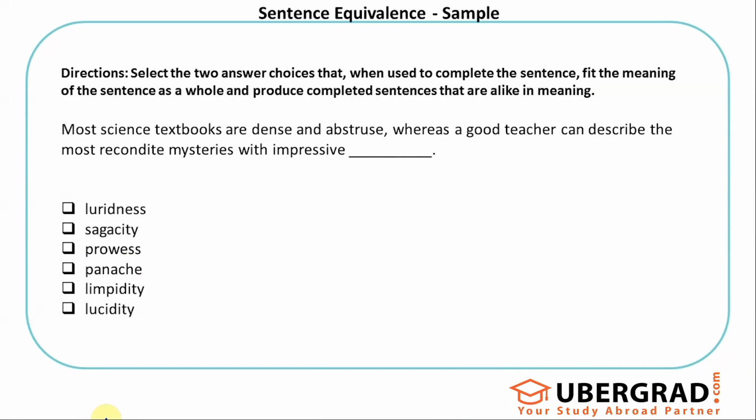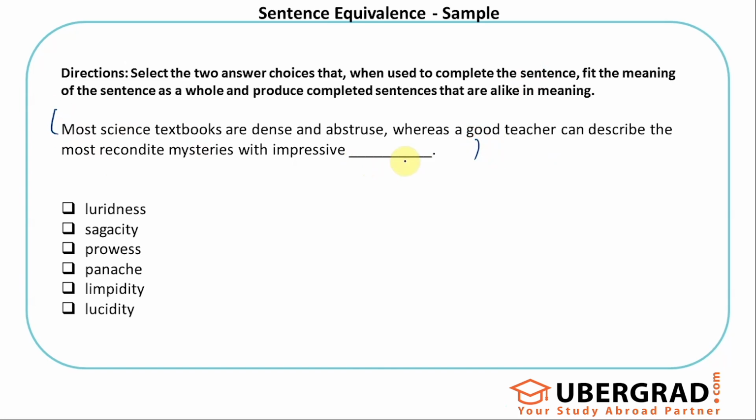So first let's understand what we mean by this type of question called sentence equivalence in the GRE exam. This is something you see in the GRE exam. Let's first read the directions so that you understand that. Select the two answer choices that when used to complete the sentence. So you have a sentence here.